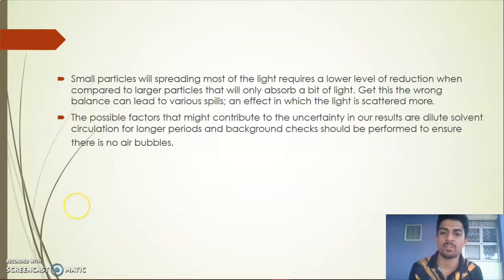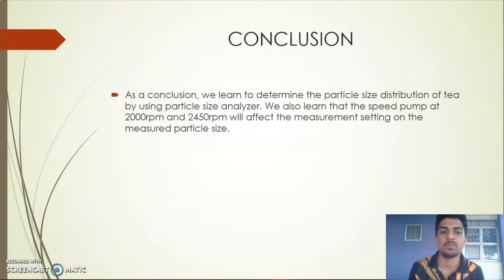The possible factors which disturb this reading are diluted solvent circulating for a longer period, and a background check should be performed to ensure there is no air bubble. So as a conclusion, we learned to determine the particle size distribution of coffee by using the particle size analyzer. We also learned that pump speeds of 2000 rpm and 2450 rpm affect the measurement of the measured particle size. That's all from us.